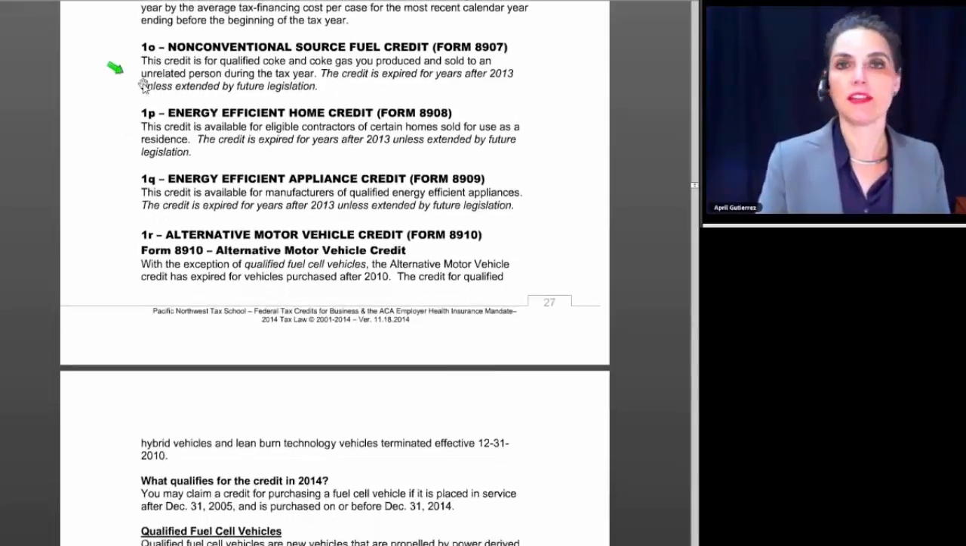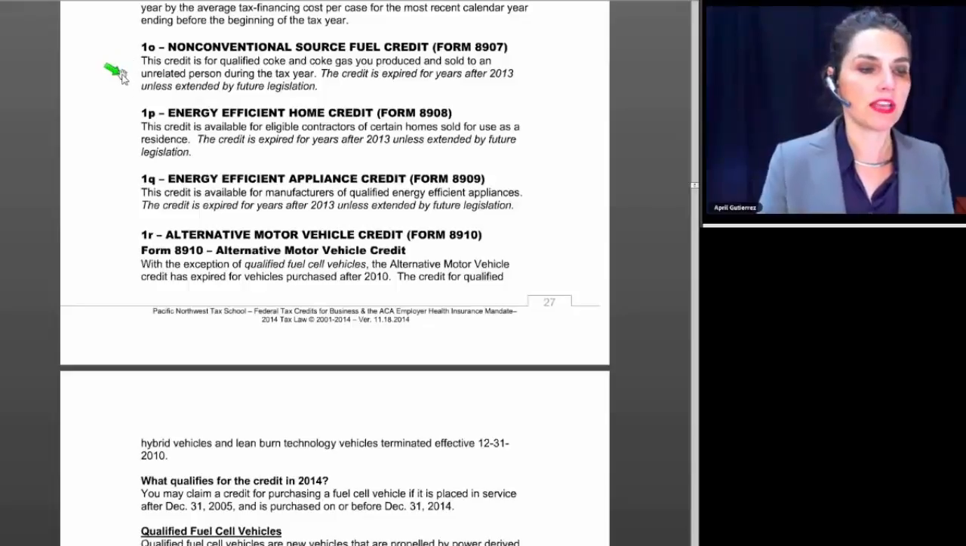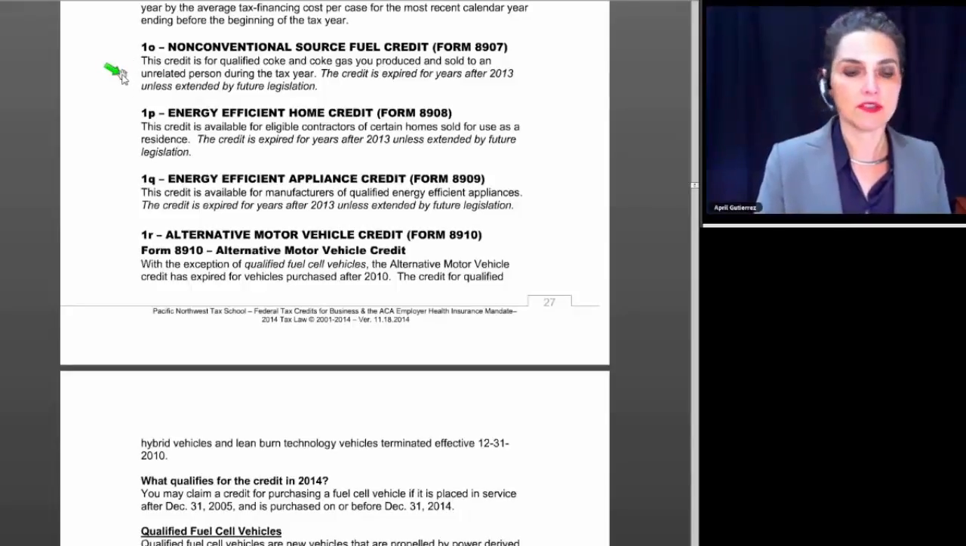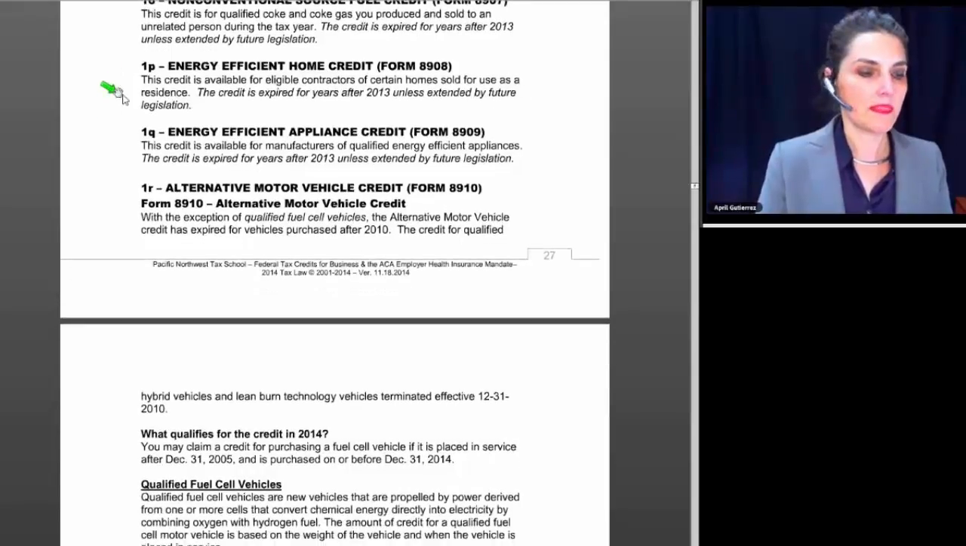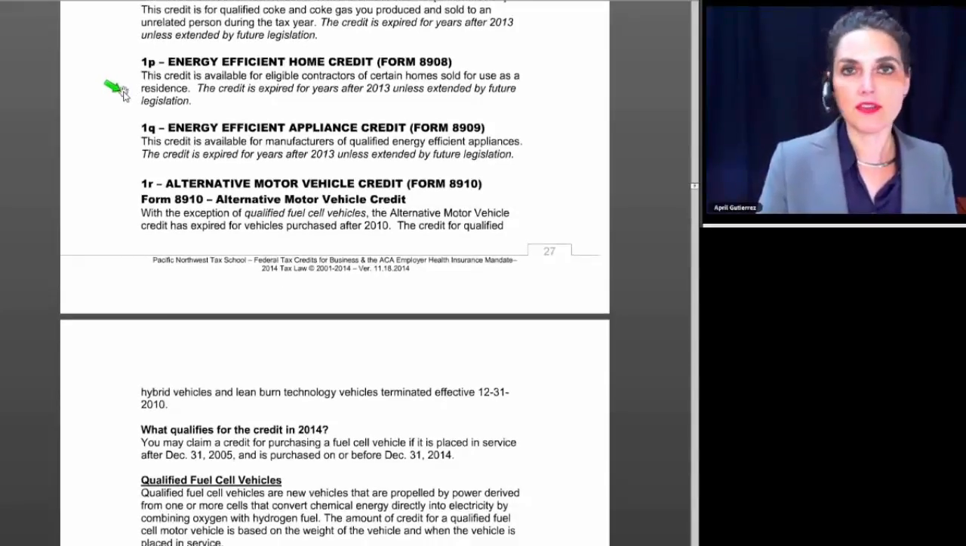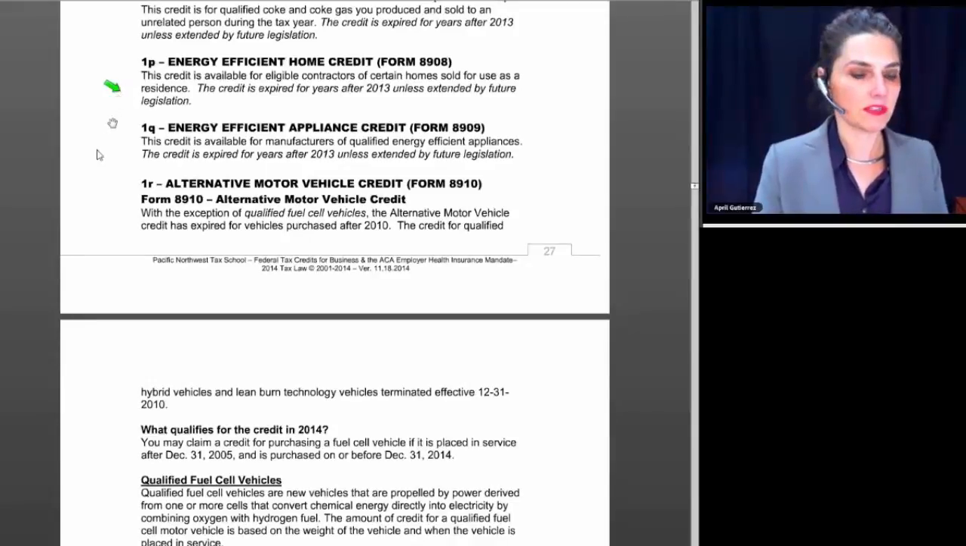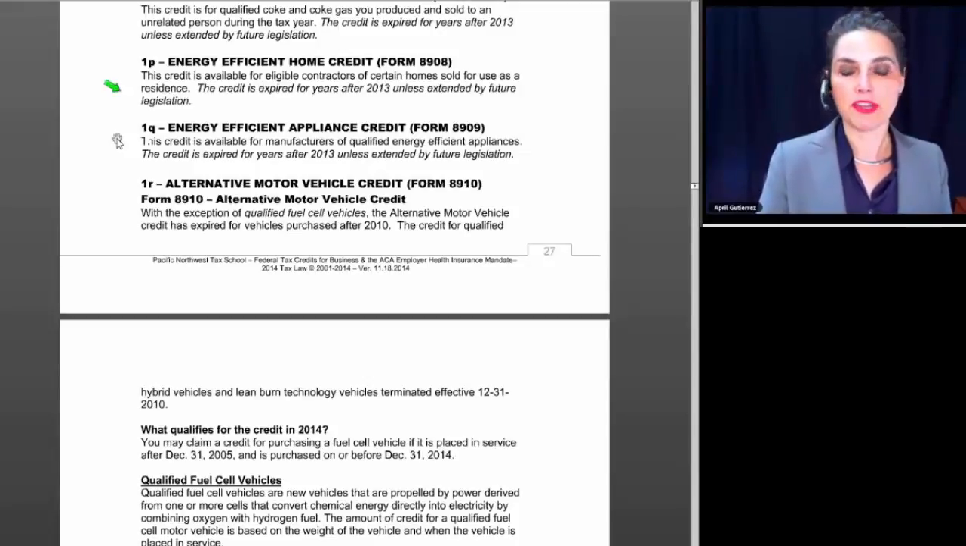We then have the non-conventional fuel source credit. This credit is for qualified coke and coke gas that you produced and sold to an unrelated person during the year. This is another credit that is expired for years after 2013 unless it is extended. Energy efficient home credit. This credit is available for eligible contractors of certain homes sold for use as a residence. Another credit that is expired after 2013 unless it is extended, as is the case with the energy efficient appliance credit, which was available for manufacturers of qualified energy efficient appliances.